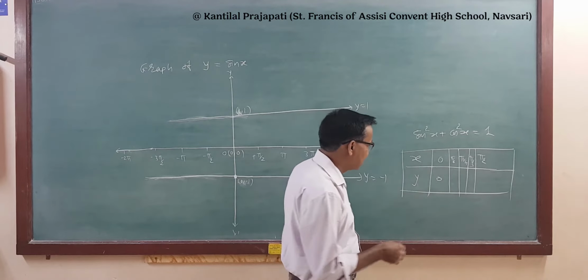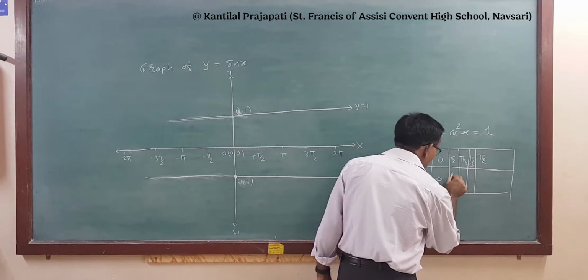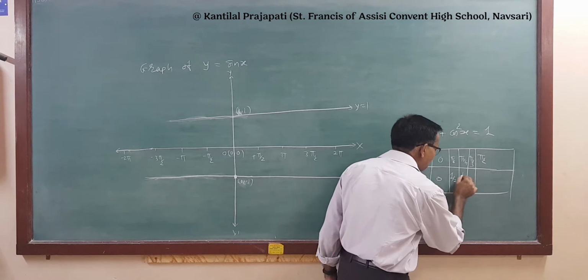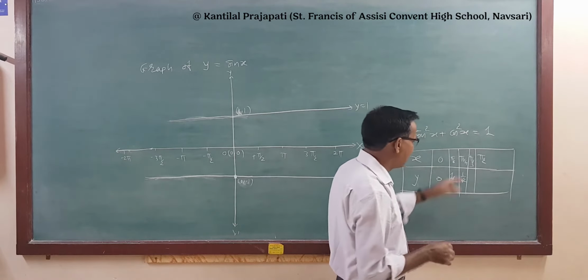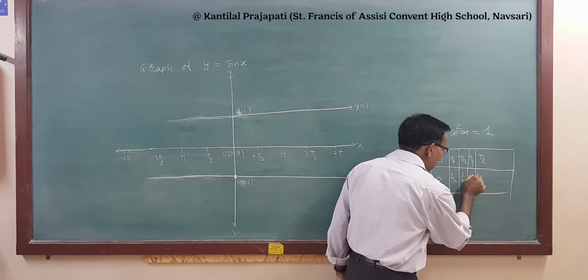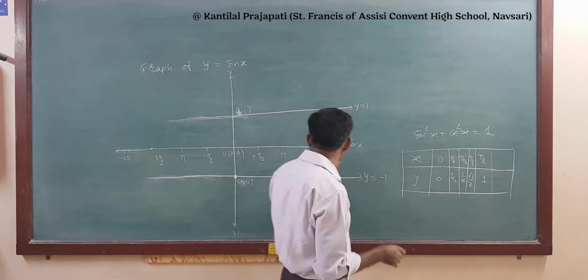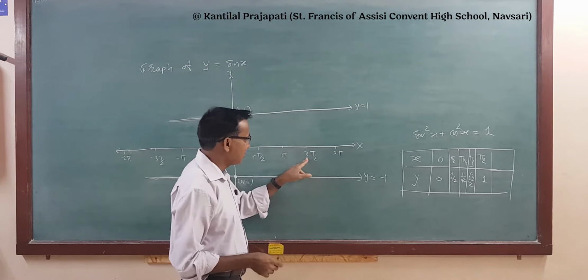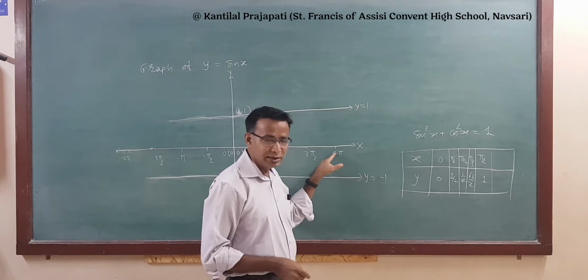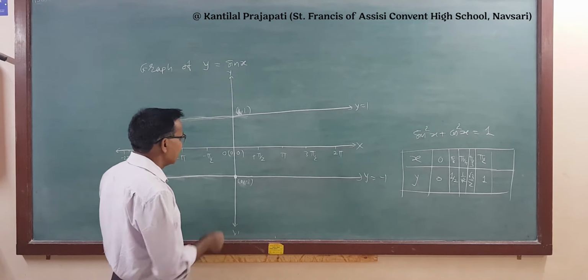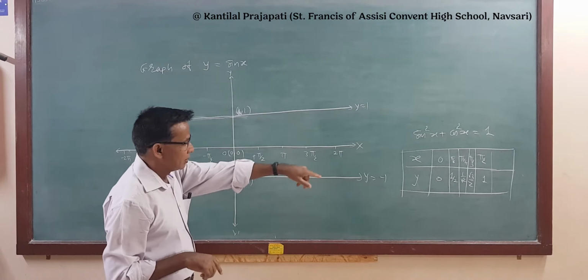Sine pi by 6 is equal to 1 upon 2, that is 0.5. Pi by 4 is 1 by root 2 and pi by 3 is root 3 by 2. Sine pi by 2 is 1. Then we know sine pi is 0, sine 3 pi by 2 is minus 1, and sine 2 pi is 0. Now we plot the points on a coordinate plane.